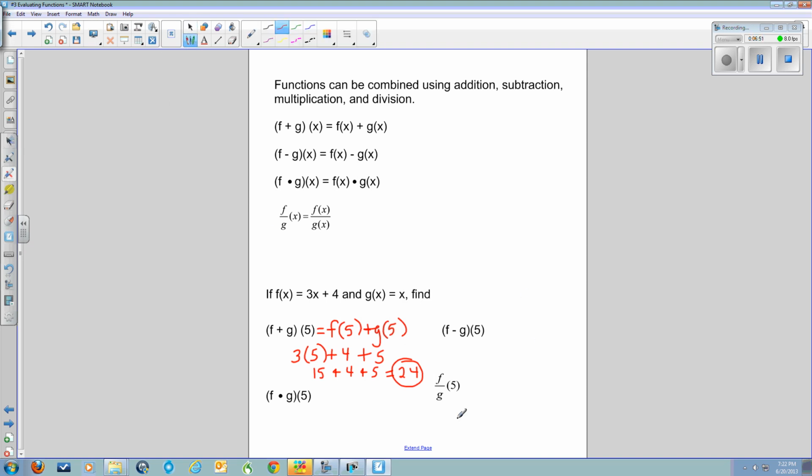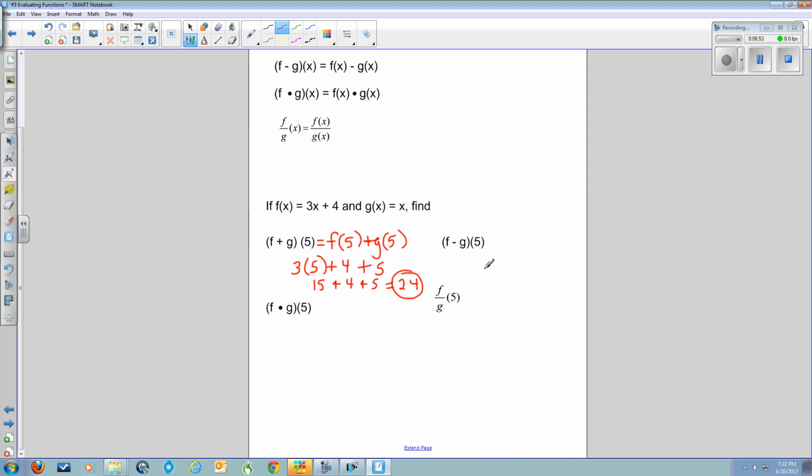Let's try the next one. Let's say we have f minus g of 5. Well, that means I'm going to take f of 5 minus g of 5. Okay, well, so I'm just substituting 5 in place of x. So that means I'm going to say f, actually let me erase that. I don't need to write the f down.